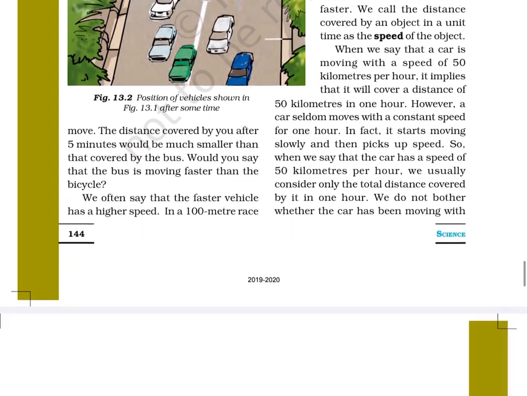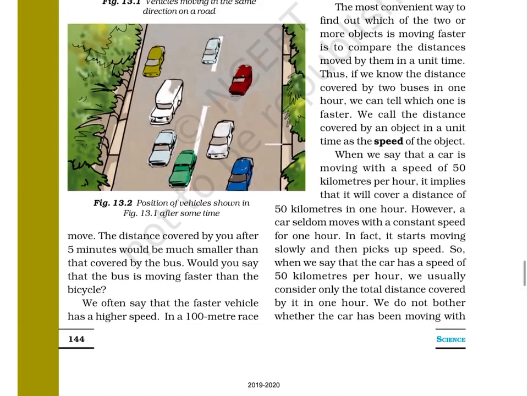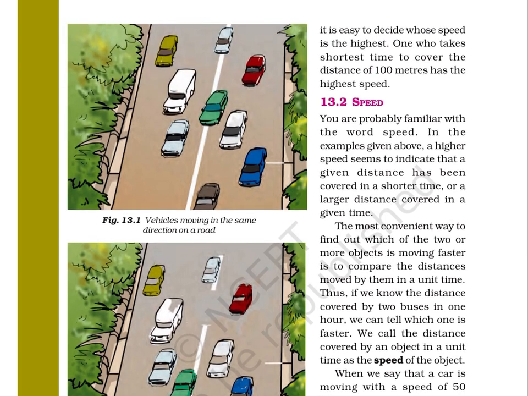We often say that the faster vehicle has a higher speed. In a 100-meter race, it is easy to decide whose speed is the highest. One who takes shortest time to cover the distance of 100 meters has the highest speed. 13.2. Speed. You are probably familiar with the word speed. In the examples given above, a higher speed seems to indicate that a given distance has been covered in a shorter time, or a larger distance covered in a given time.